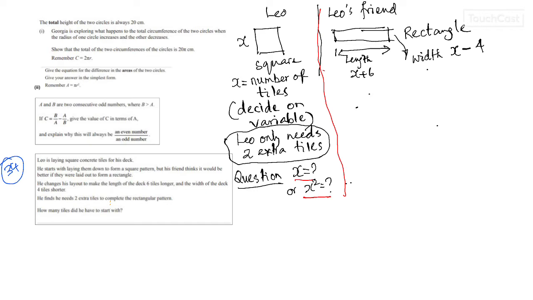Leo started off with this, x by x squared. And then Leo's friend intervened and said Leo would be better off if he designed the whole thing based on a rectangular pattern. That's the one. So now our question is, what will be the implication? That means what will be the changes if Leo follows his friend's rectangular pattern?